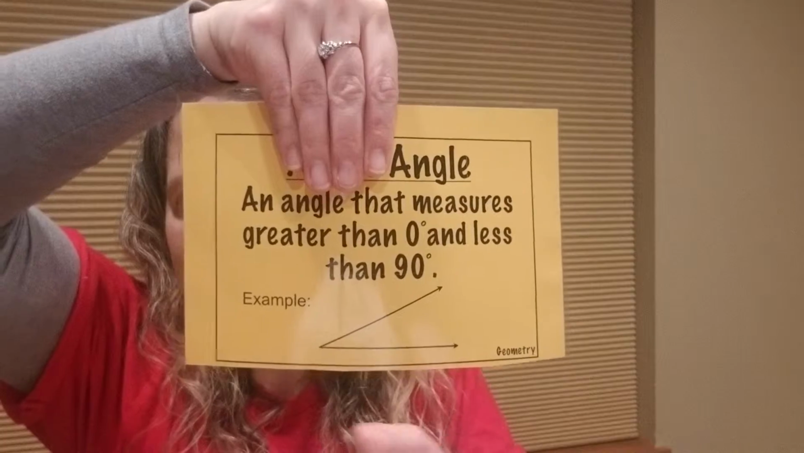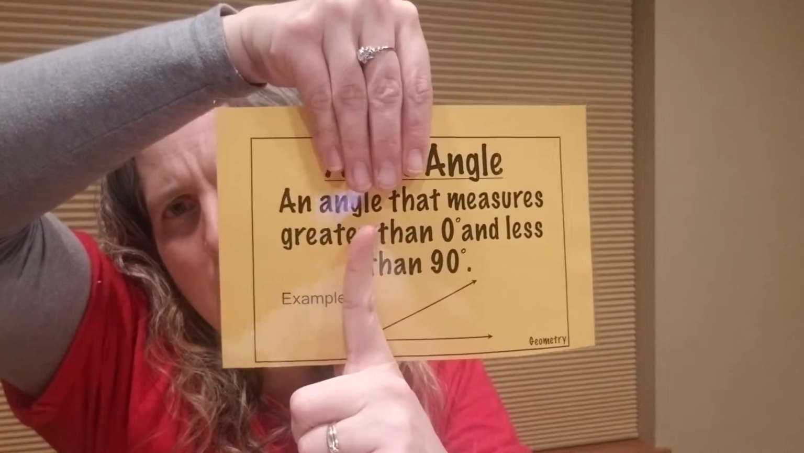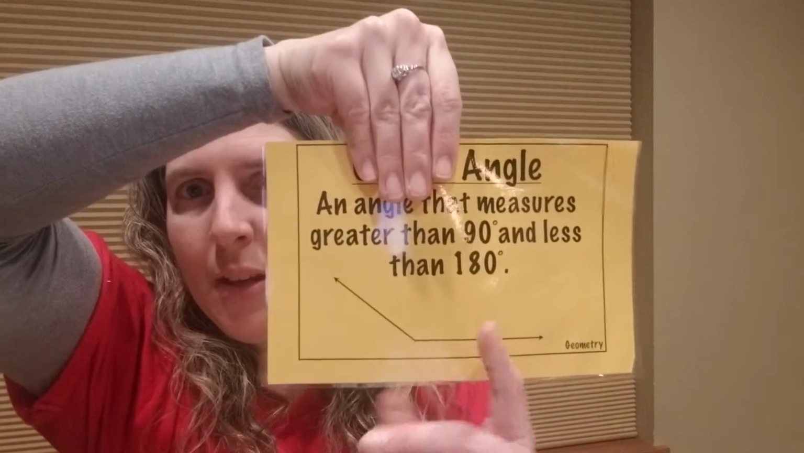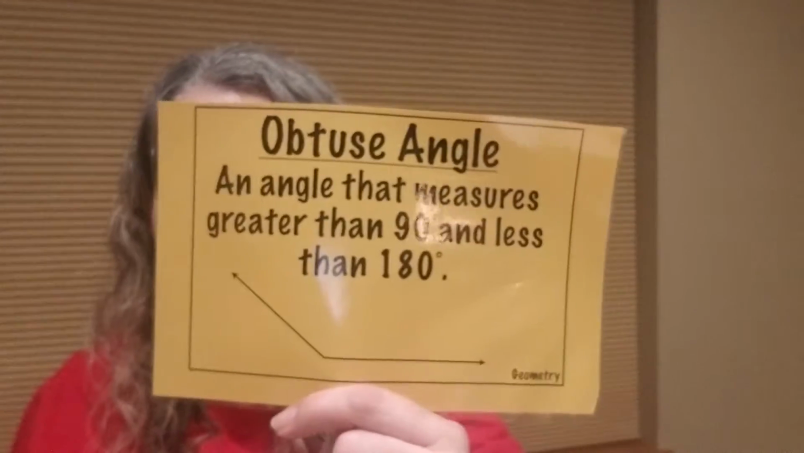What's an angle that measures greater than 0 degrees? 0 is just straight across. And less than 90 degrees. It looks like this. It's smaller than a right angle. It's like a little baby one. Oh, it's so cute. Acute angle. All right, and then what's the other one? Where it measures more than 90 degrees and less than 180. Okay, so if this was a right angle, it's more. Obtuse. All right, we'll keep practicing those.